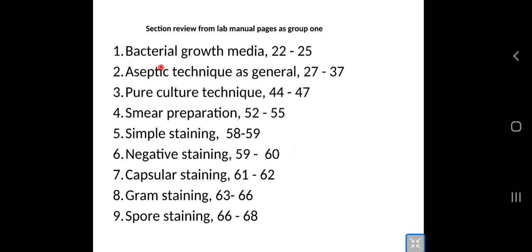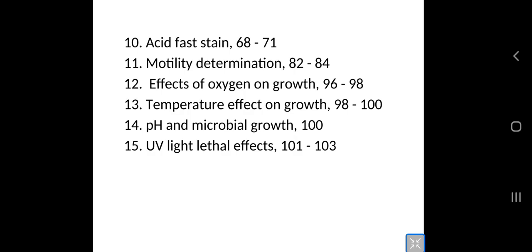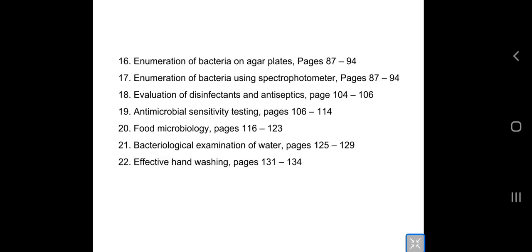Now look, these are 1 to 9. Those all we will go through in detail. The next group is going up to 15, and the next are coming from 16 to 22. All those I sent for you. But now look here, what you need to do: if you want to read, you read it.